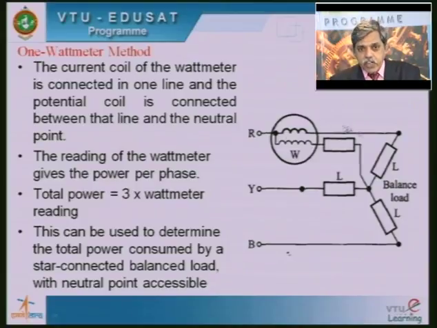If I want a connection like this, I need to connect only the potential coil across R and the neutral point. It is also possible to measure the power using a single wattmeter without connecting the neutral point. I will explain this when I explain how to calculate the wattmeter readings from the phasor diagram. I will also tell you how to use the single wattmeter method to measure power in the case of an unbalanced load. Thank you.